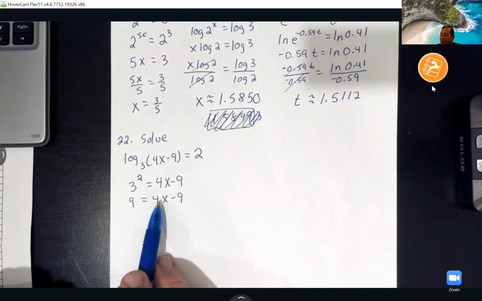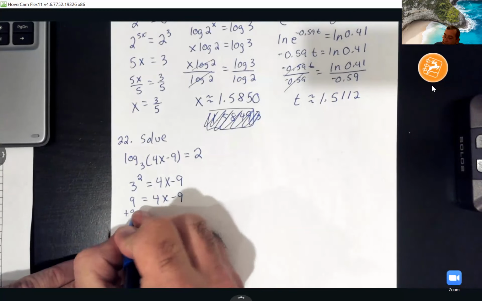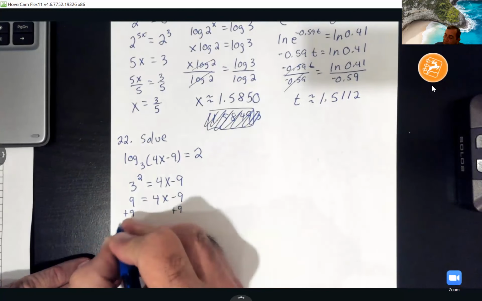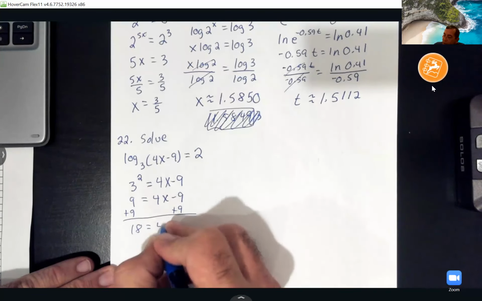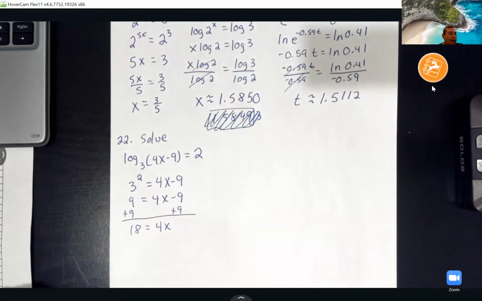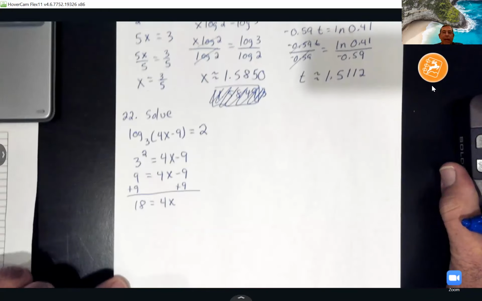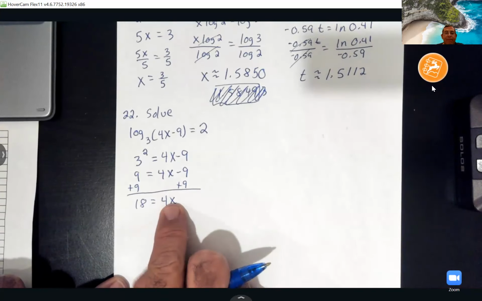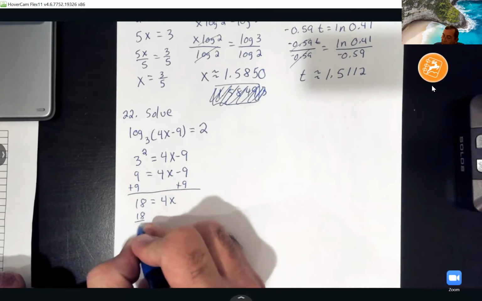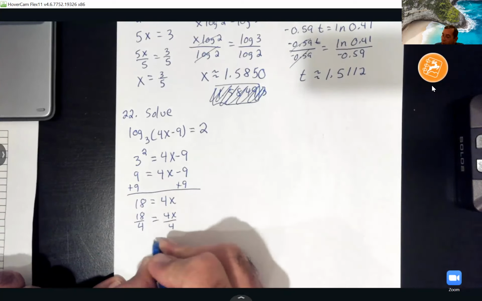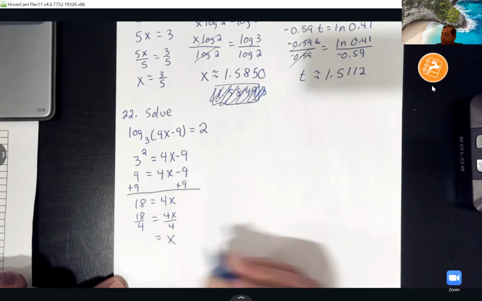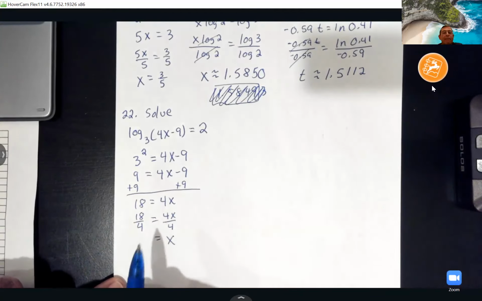So now we're solving for x. So we're going to add 9 to both sides. Notice I get 18 equals 4x. All right, one more move, and that is to divide both sides by that 4. So I get 18 over 4 equals 4x over 4. So that side, those cancel, making 1x.